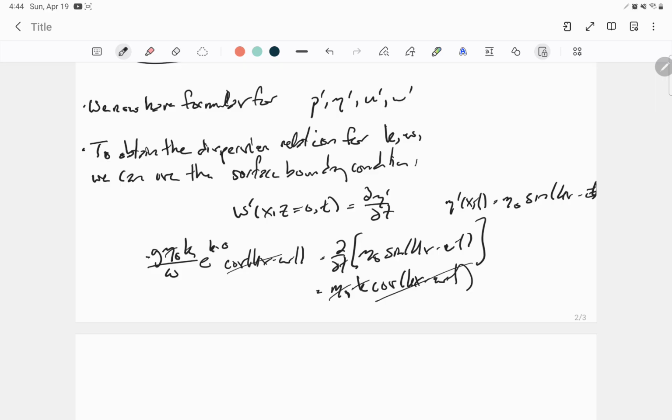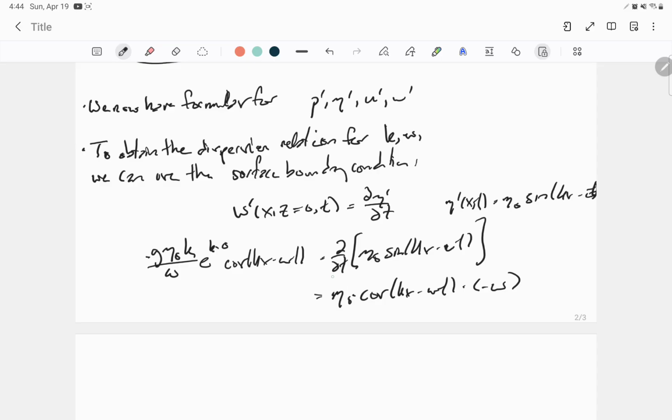Oh, I'm sorry. Yes, I made a mistake here. I took the x derivative, and I meant to take the time derivative. So let's just fix that. So we take the time derivative. So this equals eta naught times cosine kx minus omega t multiplied by minus omega.